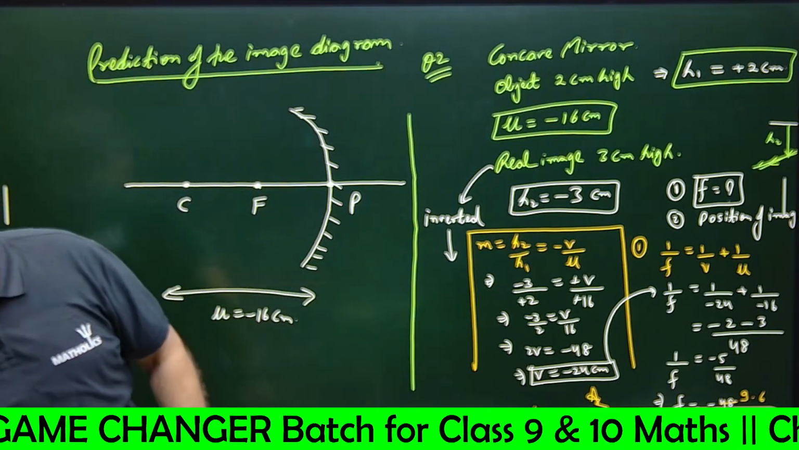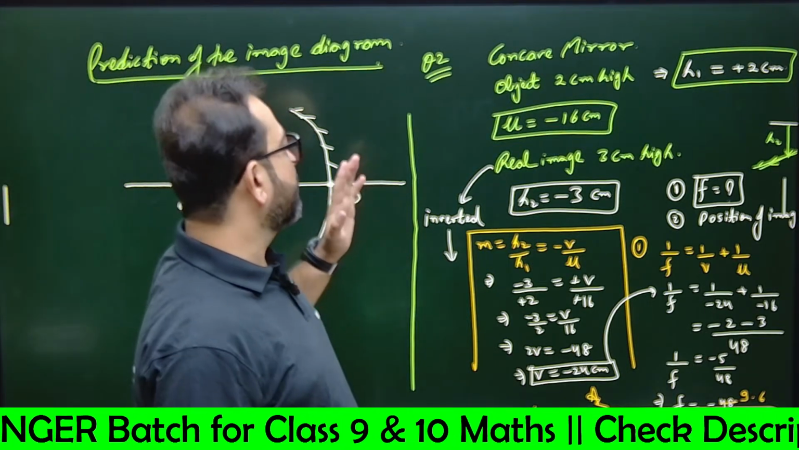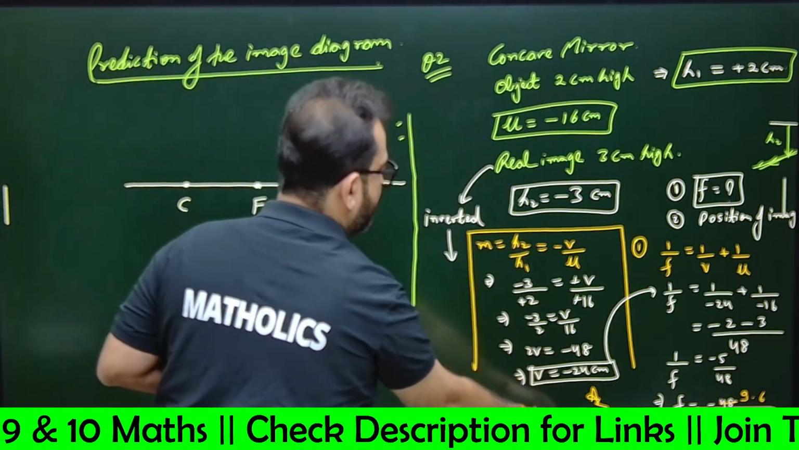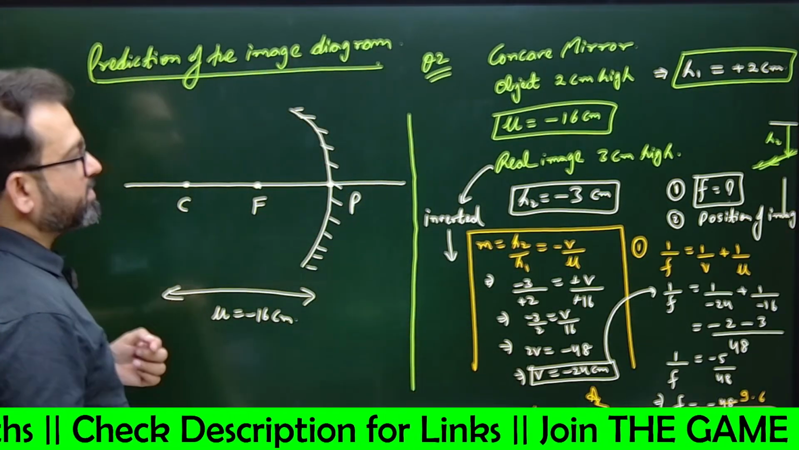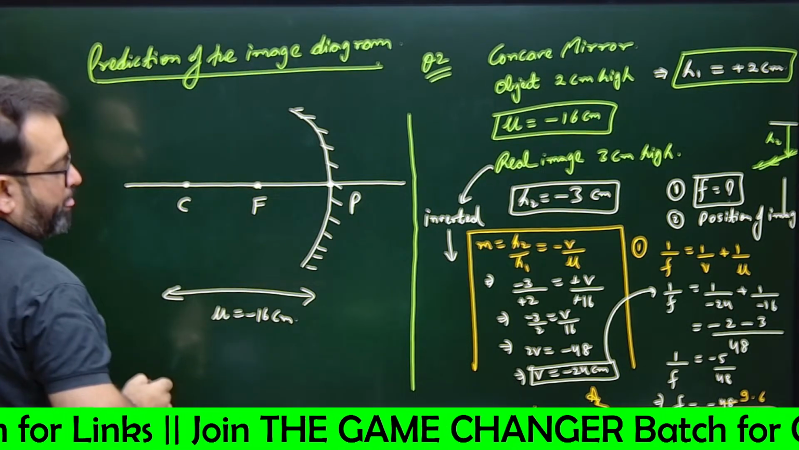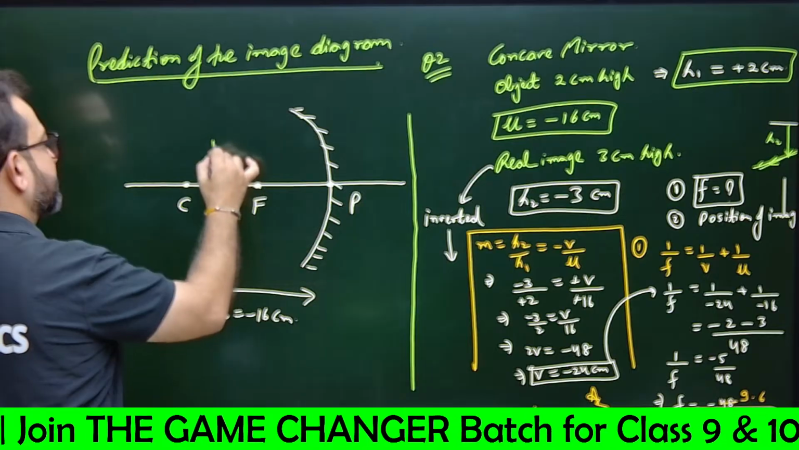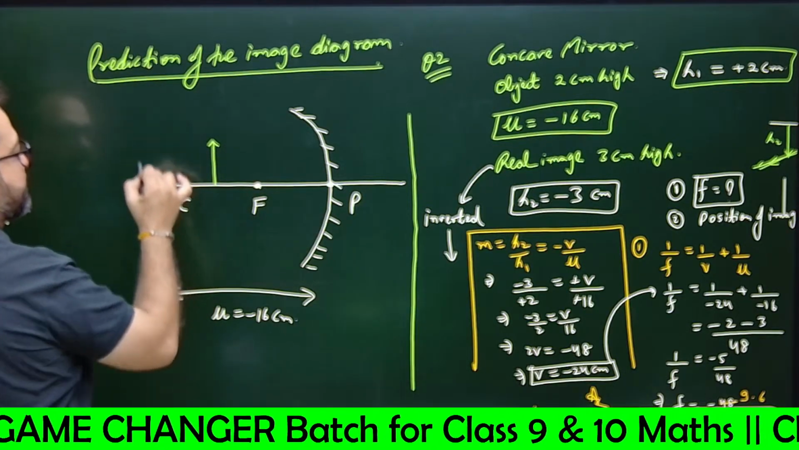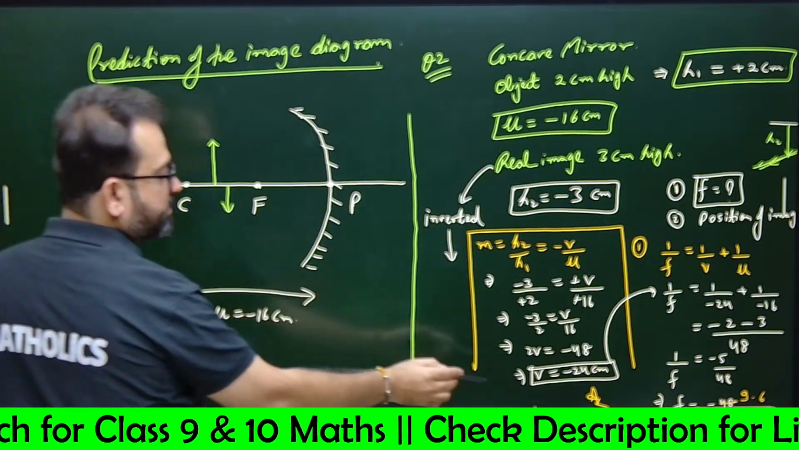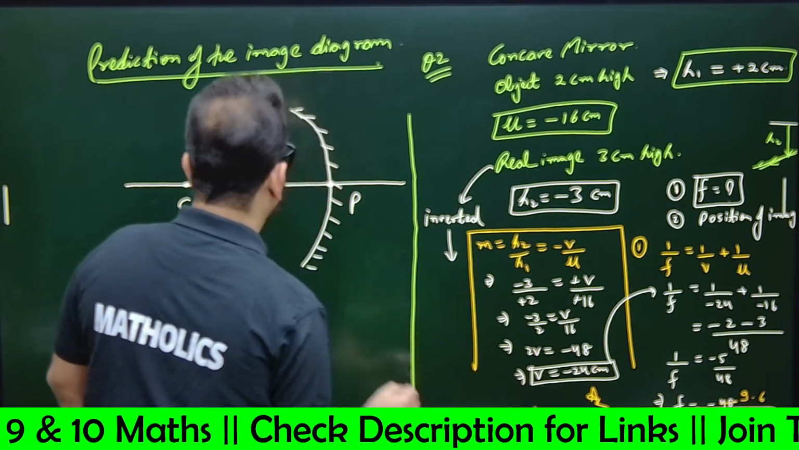Magnified image. One case is when the object is between pole and focus. It is a virtual image. But another case in which the image is magnified is between C and F. Whenever the object is between C and F, the image is formed beyond C. If the object were beyond C, the image is formed between C and F, which is smaller. So this is not the case. The case is: the object is between C and F.